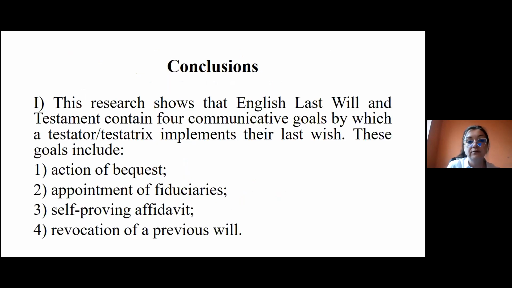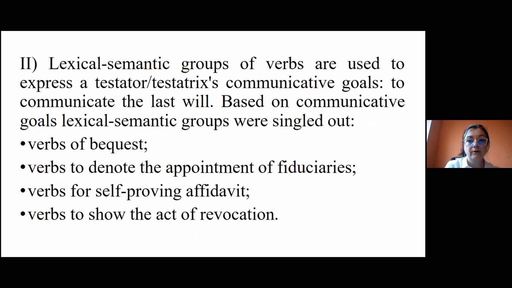And now let's come to the conclusions. The research showed that English last wills and testaments contain 4 communicative goals by which a testator or a testatrix implements their last wish. These goals include: the action of bequest, appointment of fiduciaries, self-proving affidavit, and revocation of a previous will. The lexical semantic groups of verbs are used to express a testator or testatrix communicative goal to communicate the last will. Based on communicative goals, lexical semantic groups were singled out: verbs of bequest, verbs to denote the appointment of fiduciaries, verbs for self-proving affidavit, and verbs to show the act of revocation.